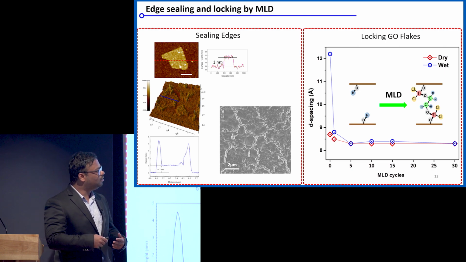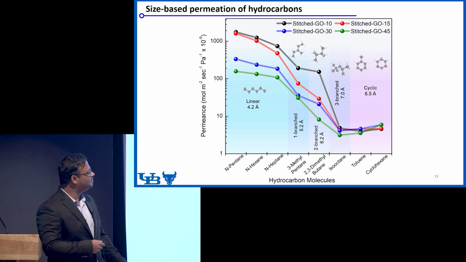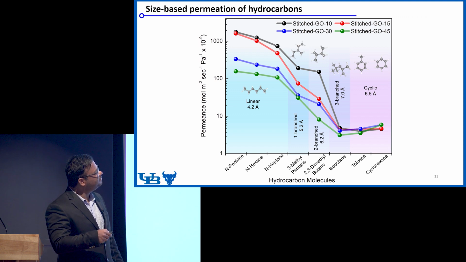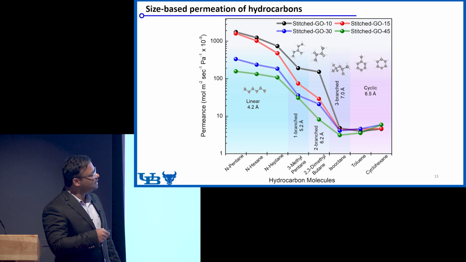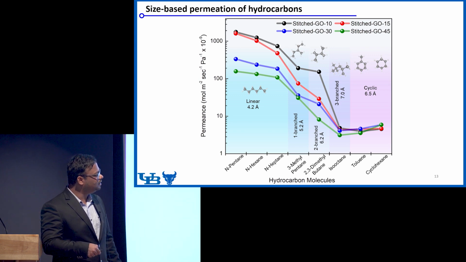So with this, we go on to look at the permeation of small hydrocarbon molecules through this stitched graphene oxide membrane. For different cycles of MLD, this number represents the number of cycles of MLD. We can see that the linear hydrocarbon, the smaller one, permeates around 2 orders of magnitude faster compared to the larger branched one or the cyclic one.